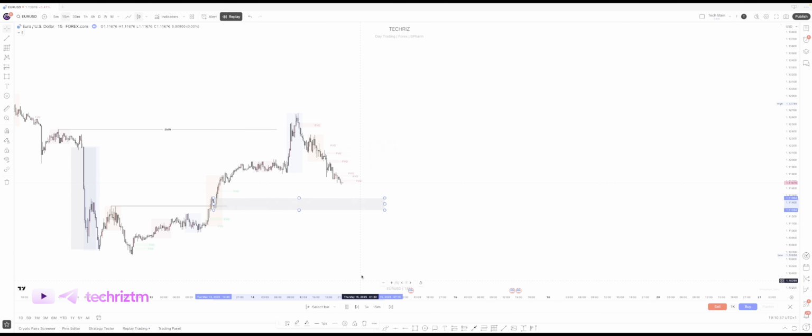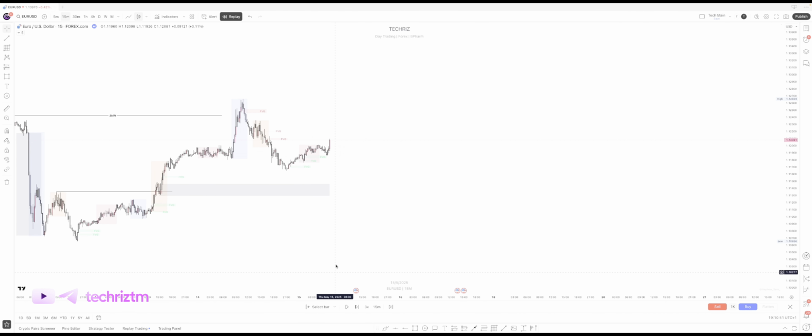Note, we need to have price sweep a session into that point of interest, right? So do note that we need to have price sweep a session into that point of interest. So we have price still going. This thing is not pausing when I want it to pause.